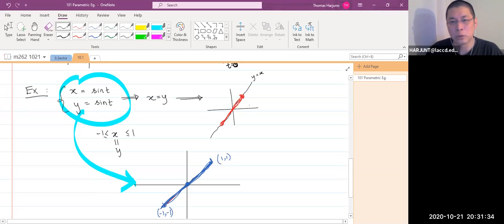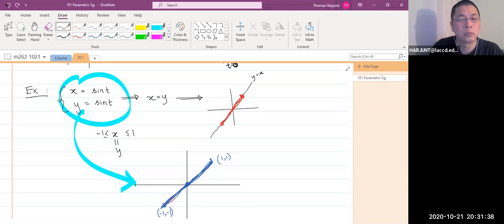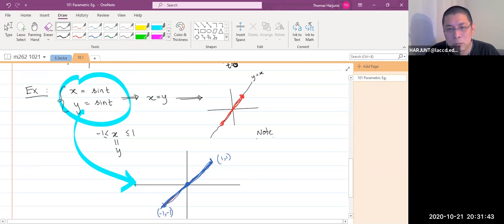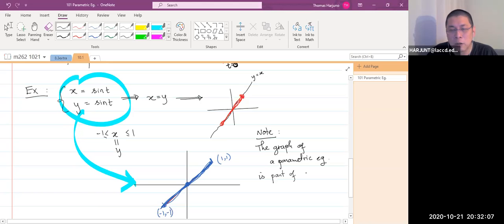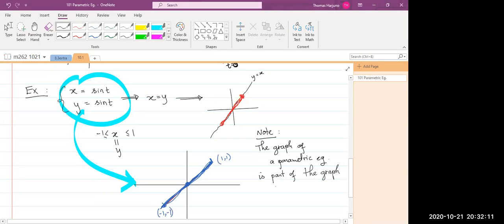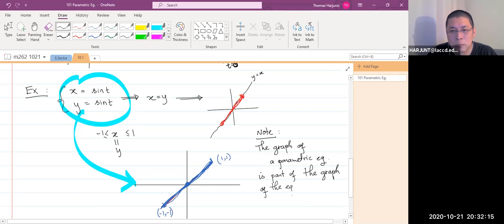Again, let me write it as a note. The graph of a parametric equation is part of, maybe the whole, but maybe just part of the graph of the equation resulting from or obtained from parameter elimination.